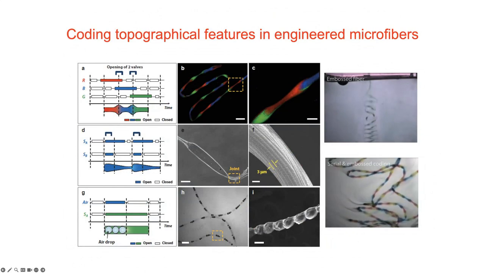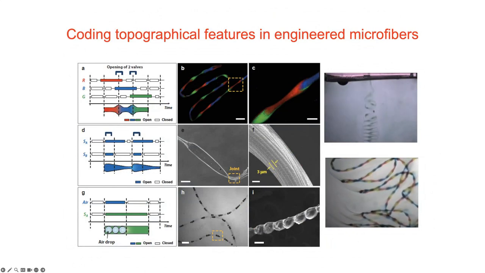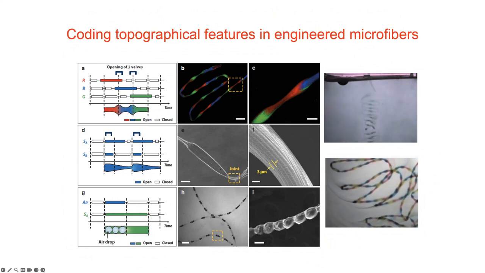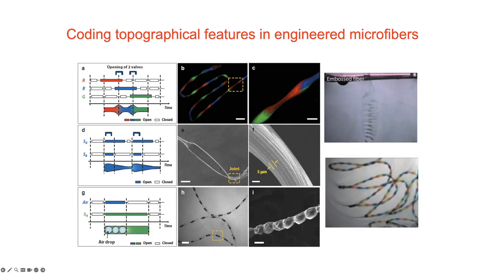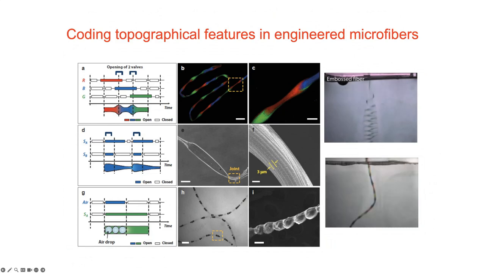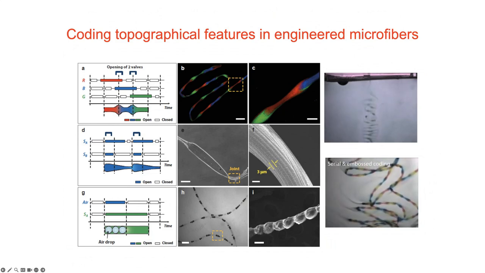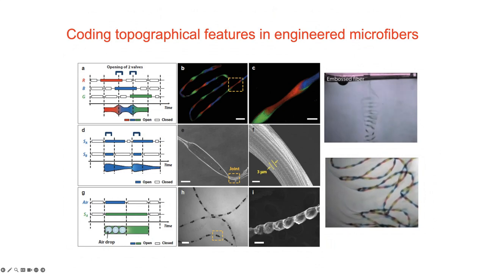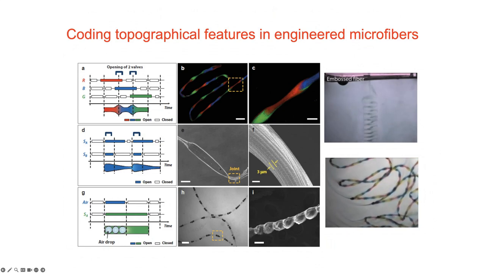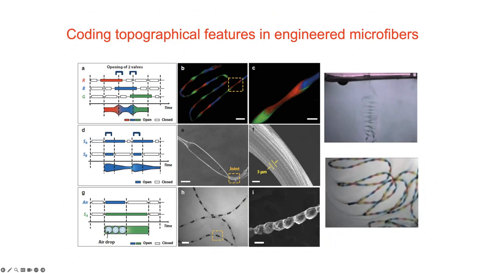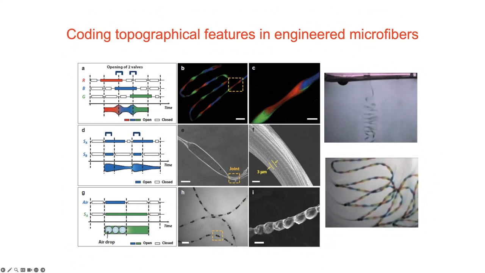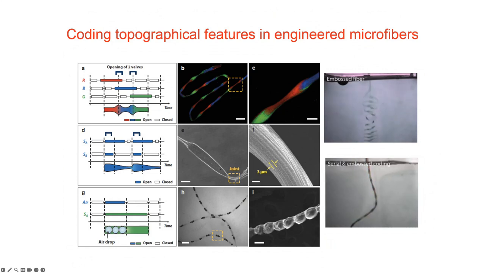There's other engineering you can do. For example, if you have the same red, blue, and green, you can open multiple channels simultaneously. Then you don't only change the chemical composition along the fiber, but you can also change the topography. With other kinds of schemes, you can change the architecture and the surface, and you can even have multi-phase systems where you have air bubbles or oil droplets in these things.